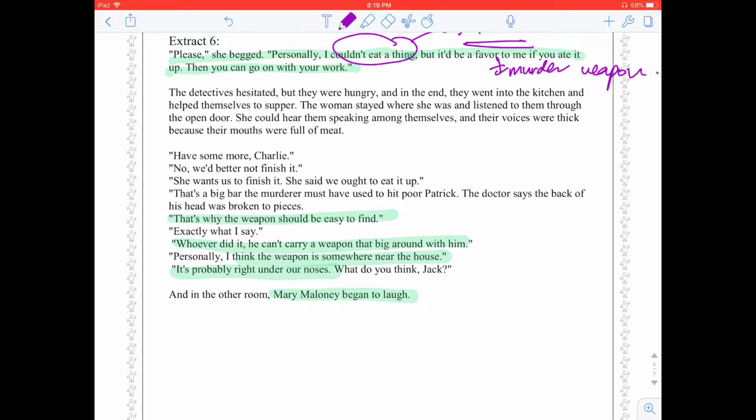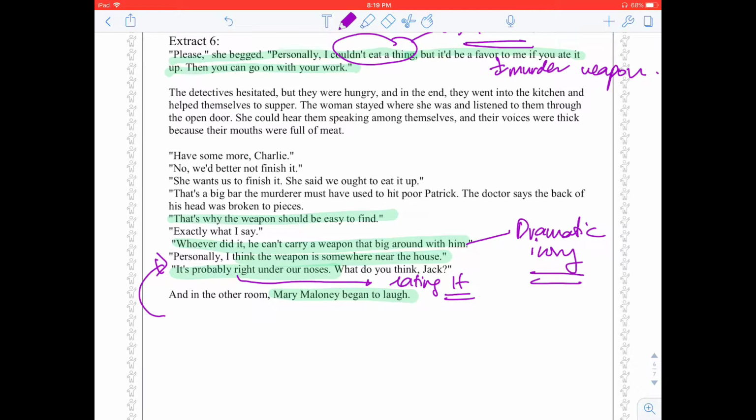Isn't this quite ironic? Because what is happening to the weapon now? They are eating it, and they are not realizing it. So this is dramatic irony, where the readers know what's going on, but the characters do not know. I'll go through this concept later on. But look at the ending of the story. She is laughing. Why? Because she has committed the perfect murder.